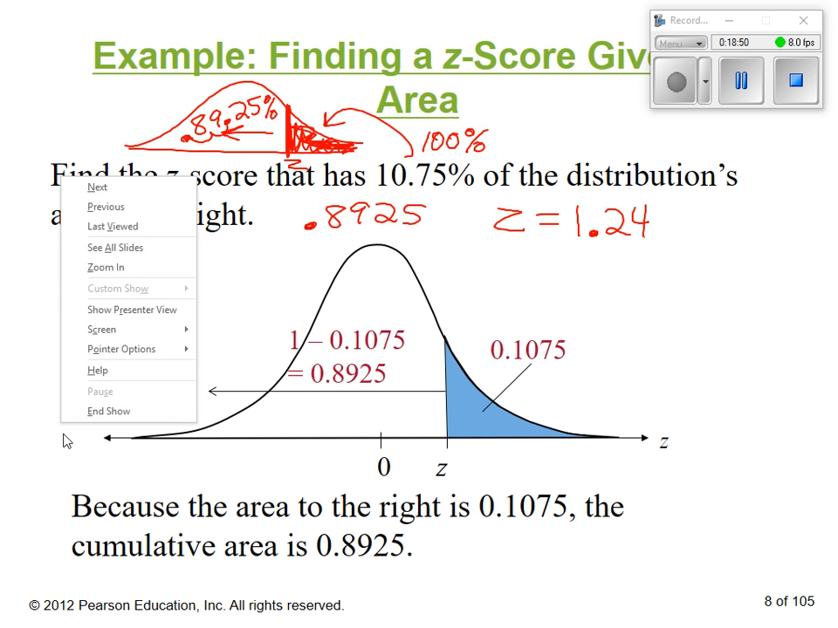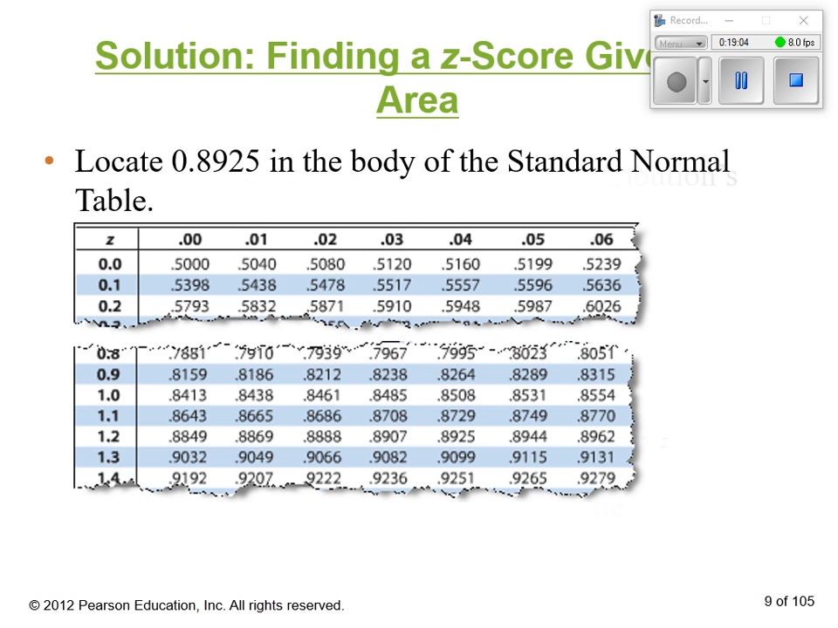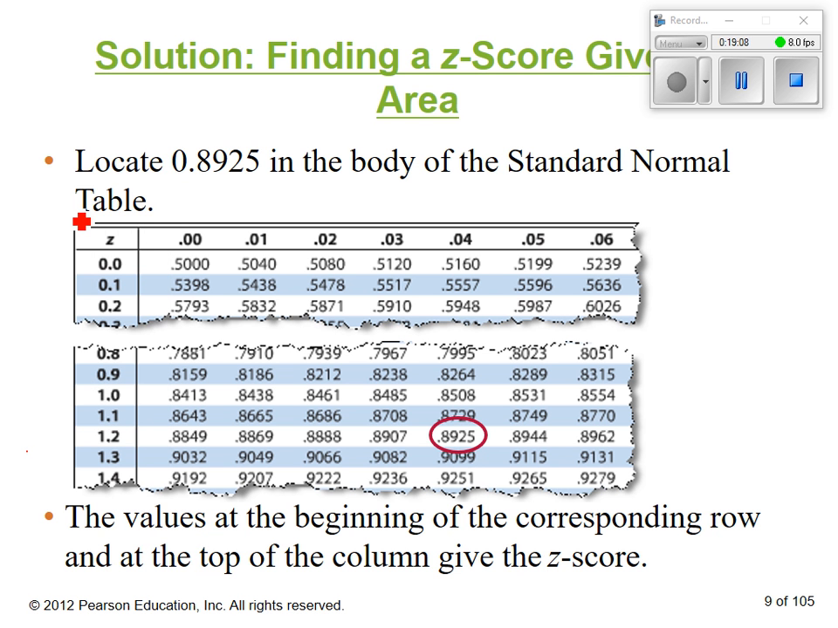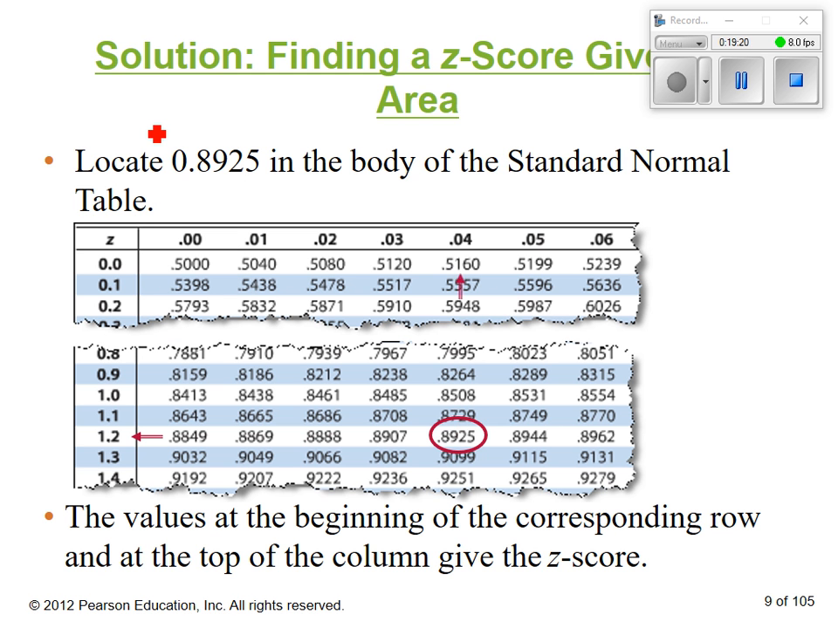And it doesn't matter which one of these 2 areas we deal with, they're still both going to correspond to that Z-score right there. Just one of them has the area to the right, one of them has the area to the left. We do this, find it right there, then we look at these 2 numbers, 1.2, 0.04, stick them together. So our Z-score is 1.24.